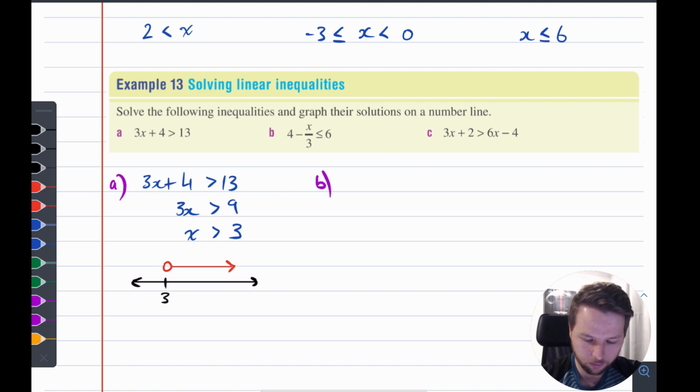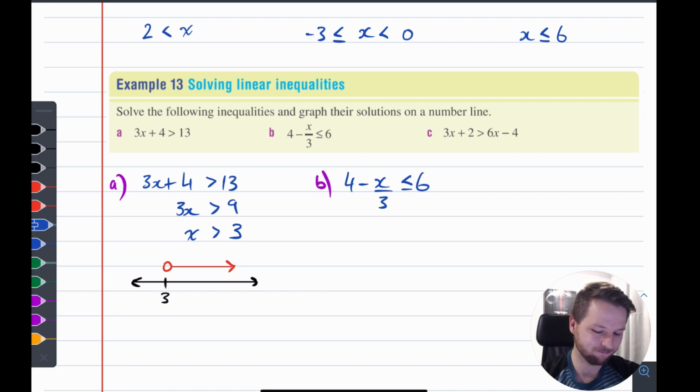We've got 4 minus x over 3 is less than or equal to 6. Alright, usually I like to get rid of the fraction first. So I'm going to multiply everything by 3. I'm going to have 12 minus x is less than or equal to 18. Gets rid of the fraction, makes everything easier later on.